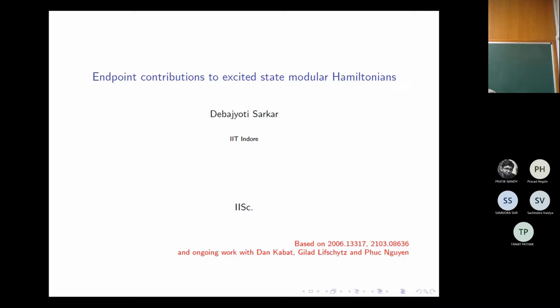Okay, so I decided to talk about this endpoint contribution. My pointer will be here. This is something we have been thinking about for some time, and we find that it has a lot of scope and opportunities for future work. So we are excited about this program, and hopefully I'll be able to convey some of the things that we have found, and you'll probably see that we have more questions than we have answers, but let's see.